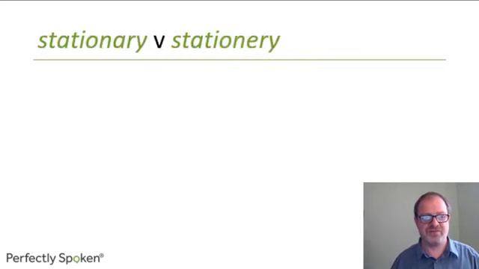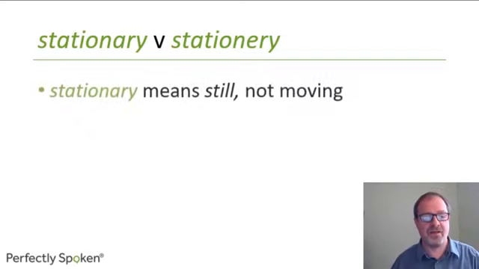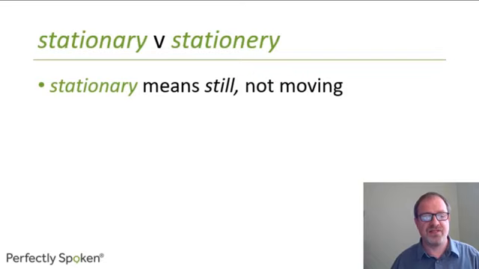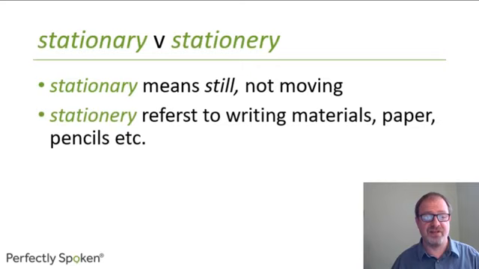Okay, let's have another pair. These ones are very, very similar in appearance. You've got stationary with an A and stationery with an E. Pronunciation is the same. Stationary with an A means still, not moving. Stationery with an E, oops, sorry, there's an extra T in there, it should be just stationery, refers to writing materials, paper, pencils, etc.